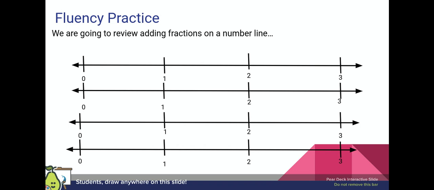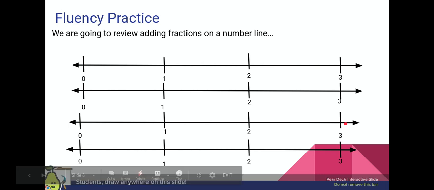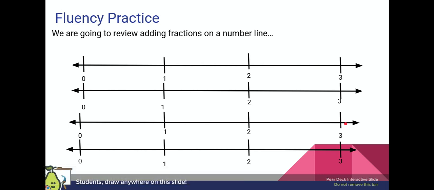Good job, my friends. Your 1/5 should have been 1 mark over from the 0. 5/5 would have been at the 1. 10/5 would have been at the 2. And 15/5 would be at the whole number 3. Let's go ahead and go down to the next. I need you to divide each interval into thirds. Please go ahead and do that now.